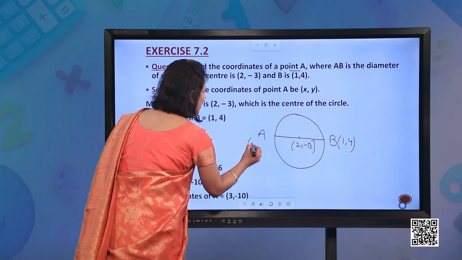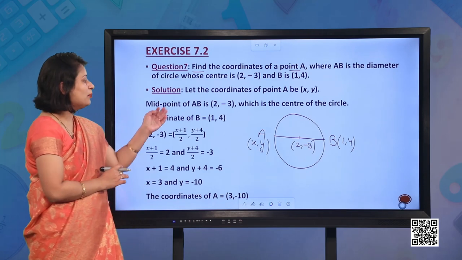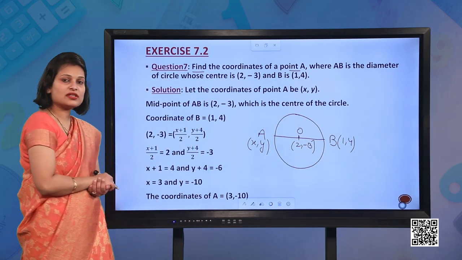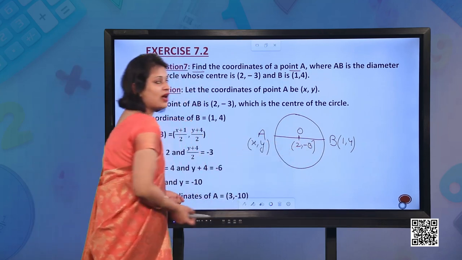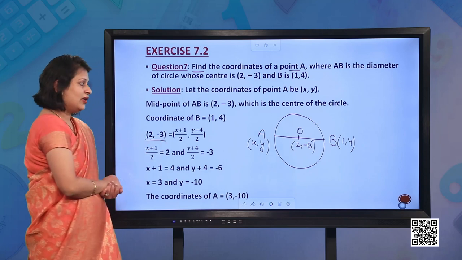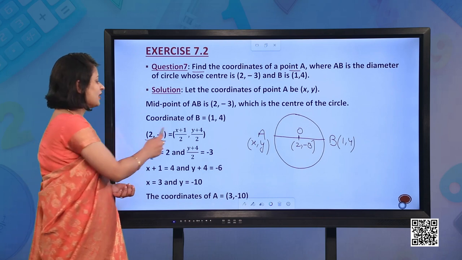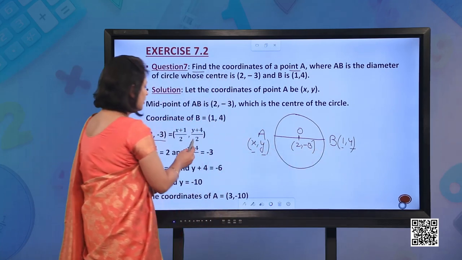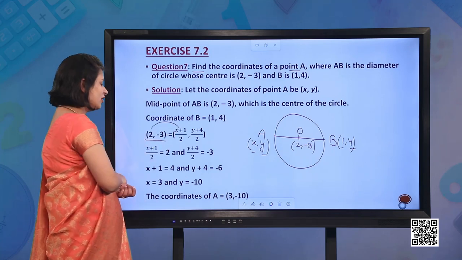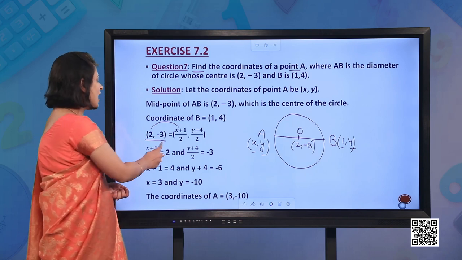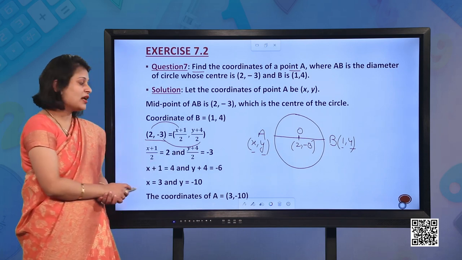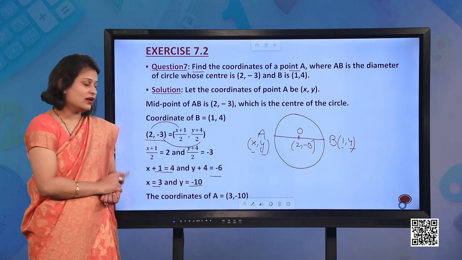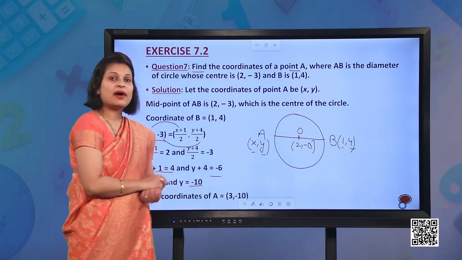So let the coordinates of point A be (x, y). Now midpoint of AB is given as (2, minus 3), which is the center of the circle, and coordinates of B are given as (1, 4). So (2, minus 3) is equal to, by using the midpoint section formula, (x plus 1) divided by 2 and (y plus 4) divided by 2. Now simply take the x coordinates. (x plus 1) divided by 2 is equal to 2, and by taking the y coordinates, (y plus 4) divided by 2 is equal to minus 3. Solve for x, you will get x as 3 and y as minus 10. So the coordinates of point A are (3, minus 10).